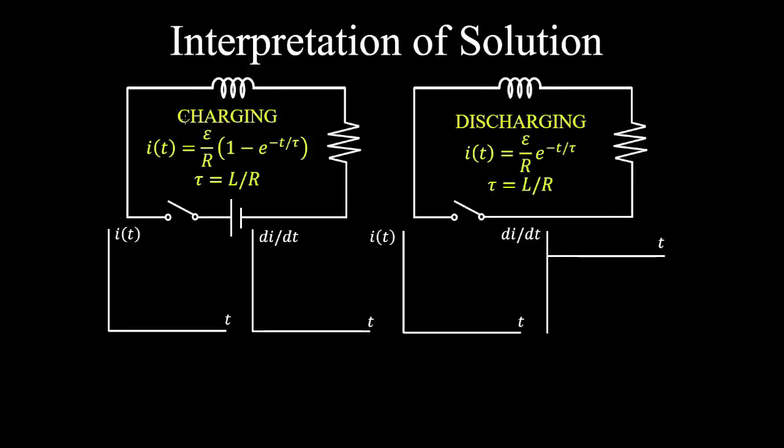Let's analyze the solution first for the case when the inductor is charging, or when the electrical energy provided by the EMF source is stored in the magnetic field of the inductor. So when this switch is closed, we have the current at time 0 being 0, and that increases gradually as t goes to infinity, and asymptotes at epsilon on R.